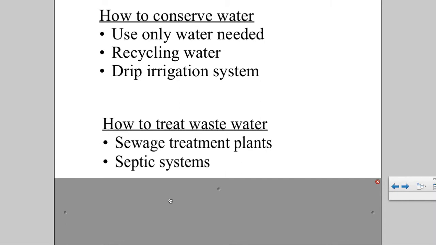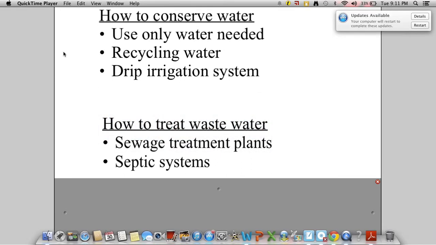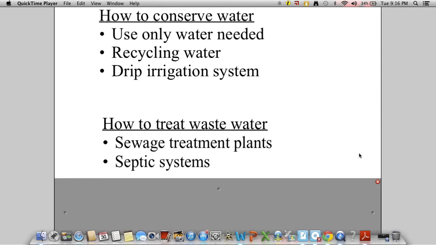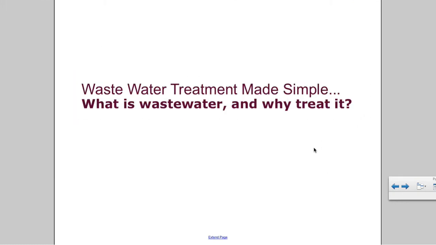Sewage treatment plants are large plants that clean our water once it gets through the pipes before it filters back into schools, our homes, and businesses. So we're going to talk about sewage treatment plants. If you flip your paper over, we're going to go ahead and talk about that now. Okay, so now with your papers on the back, we're going to look at wastewater treatment made simple. First of all, we need to think about what is wastewater and why treat it.